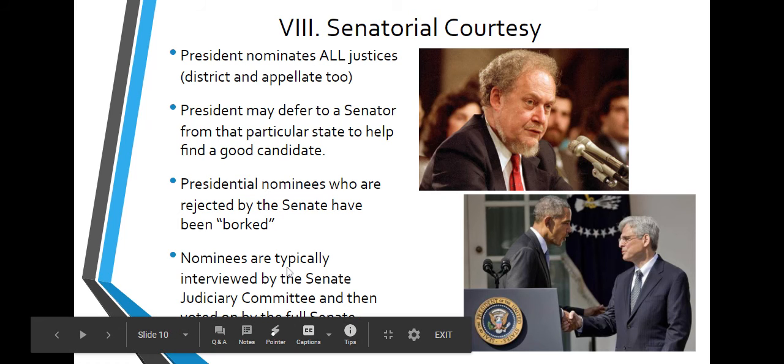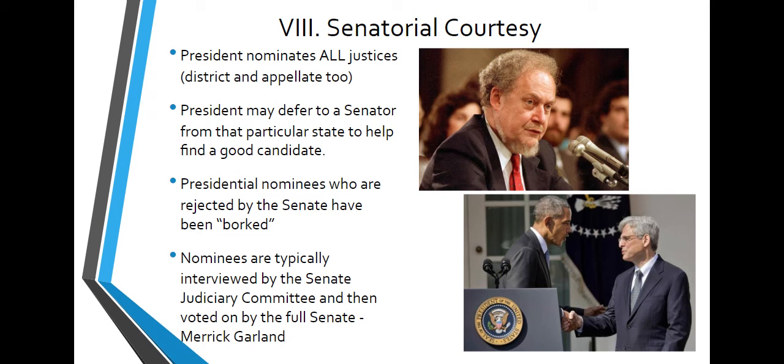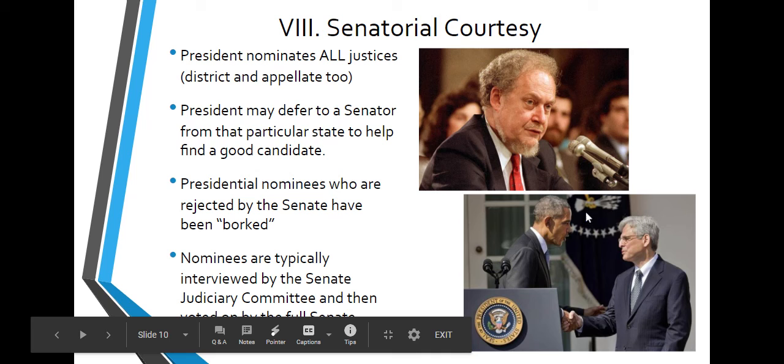Typically a nominee is interviewed first by the Senate Judiciary Committee. The committee will then recommend or not recommend that person for the job. And then the full Senate gets to debate and vote. That's the usual process. In March of 2016, a Supreme Court justice named Antonin Scalia died. He was quite conservative, one of the most conservative justices on the court. And then President Barack Obama nominated a federal Court of Appeals judge named Merrick Garland to replace Scalia.